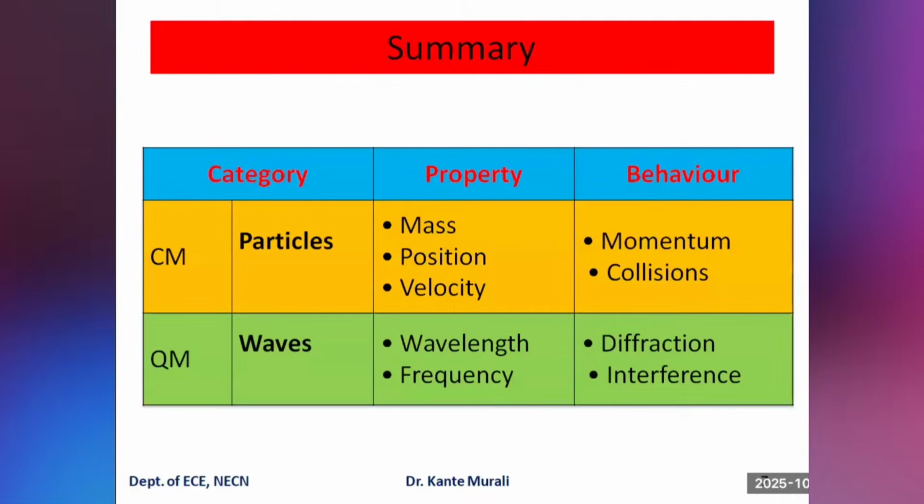This is a summary of classical mechanics and quantum mechanics by category. In the case of particles, the parameters we consider are mass, position, and velocity, and the behavior studied is momentum and collisions. On the other hand, quantum mechanics deals with waves. The properties considered are wavelength and frequency, and the behavior of waves can be understood by studying diffraction and interference.